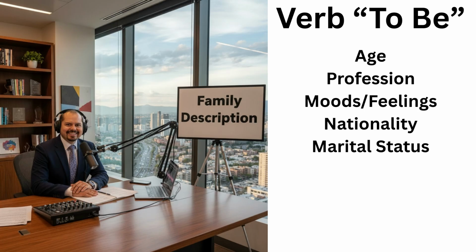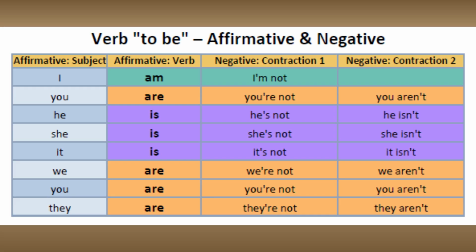In today's video, we are going to learn how to describe our family members using one of the most important verbs in English. That is the verb to be. And remember that we use the present simple forms of the verb to be, which are am, is, and are. And in this case, we can use it to describe the members in our family.